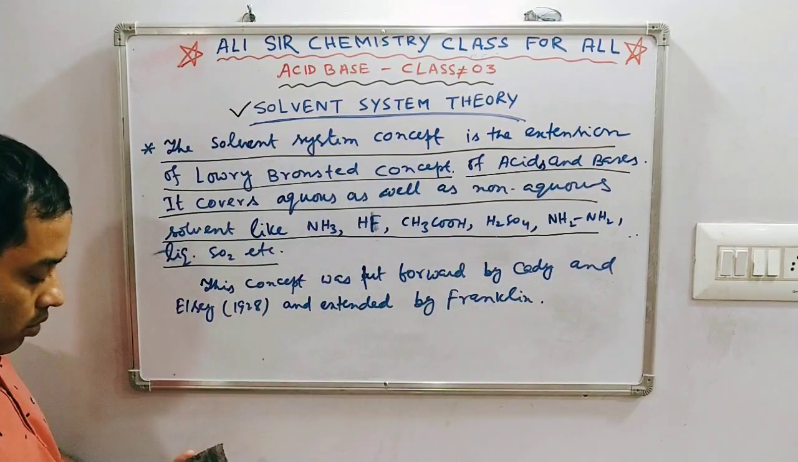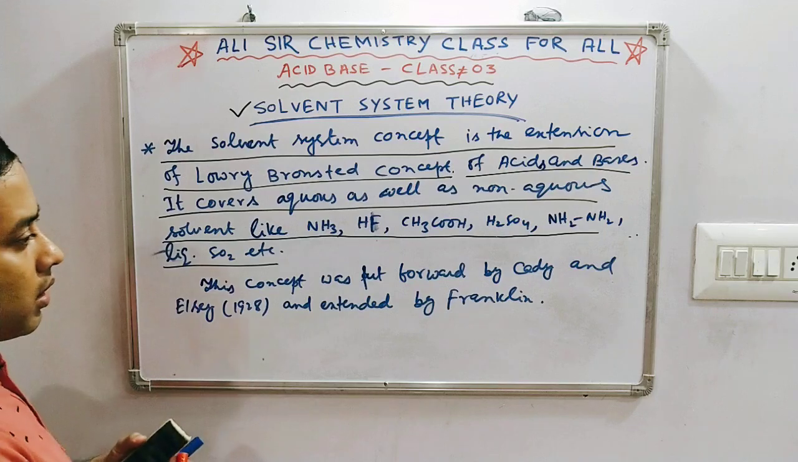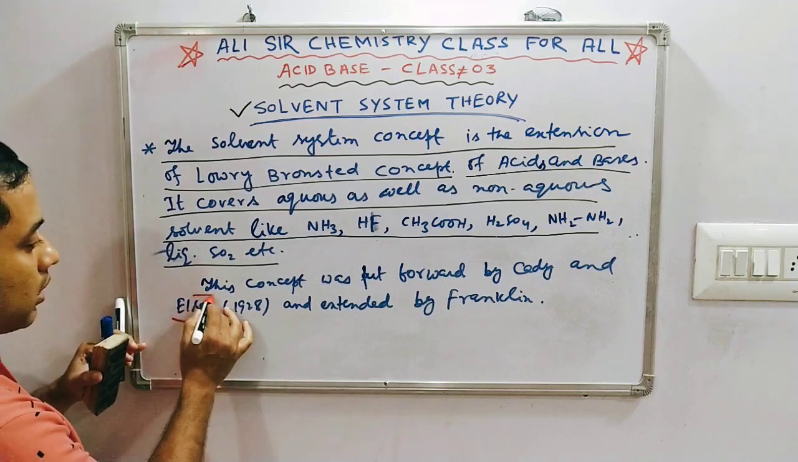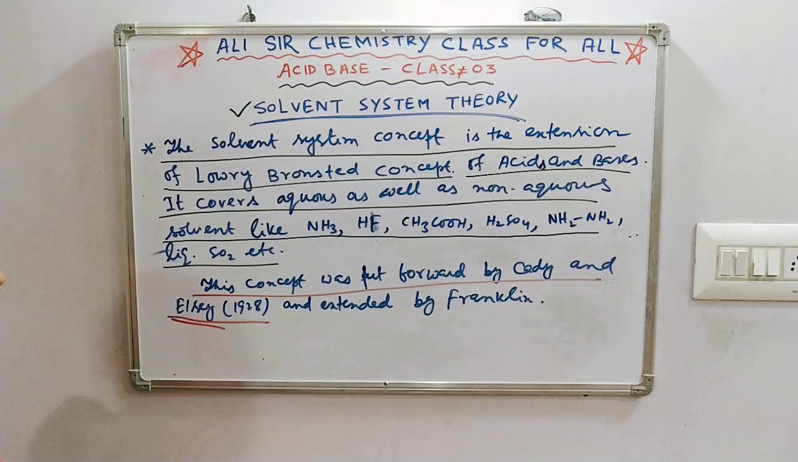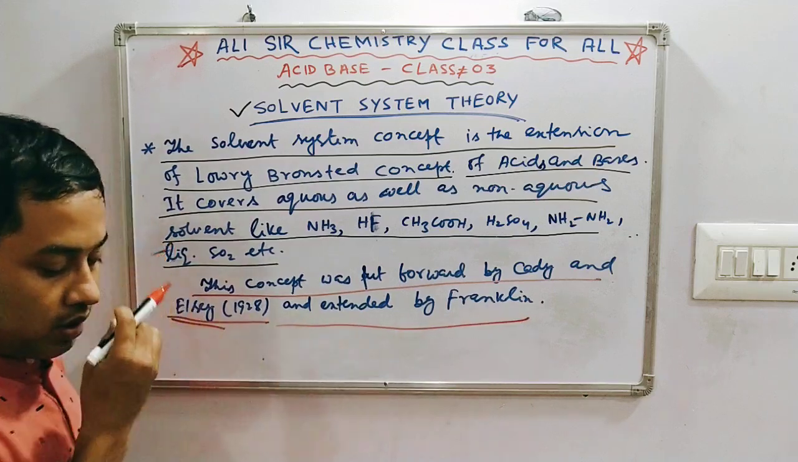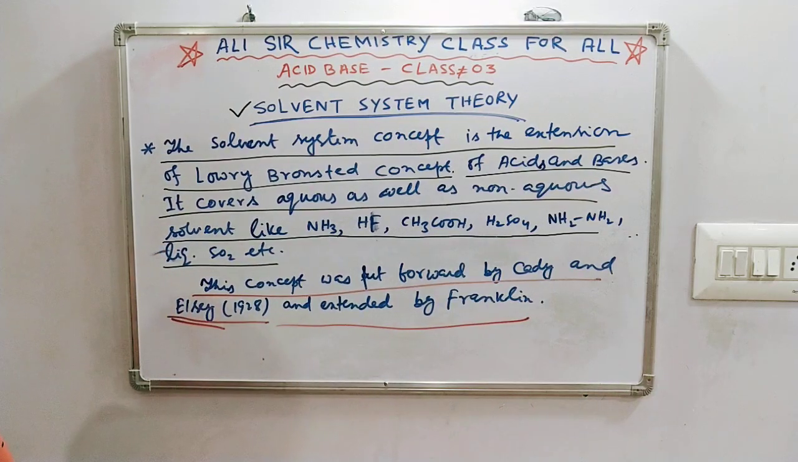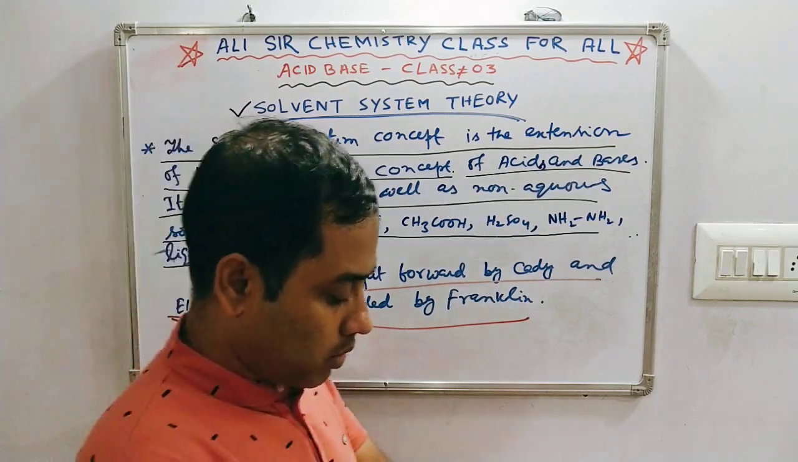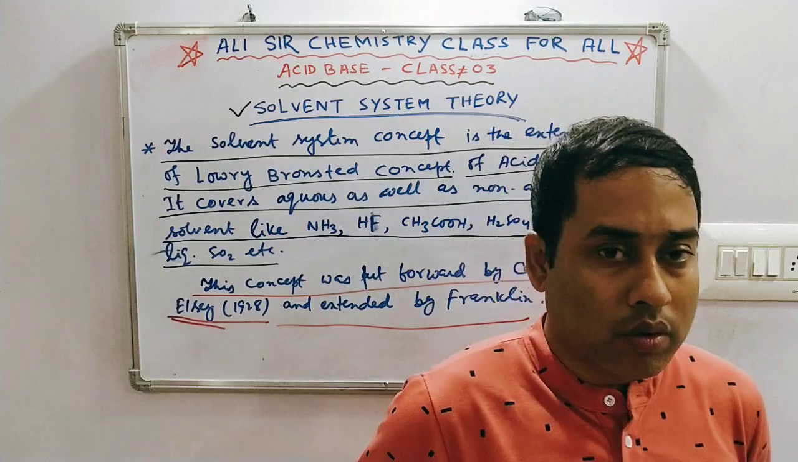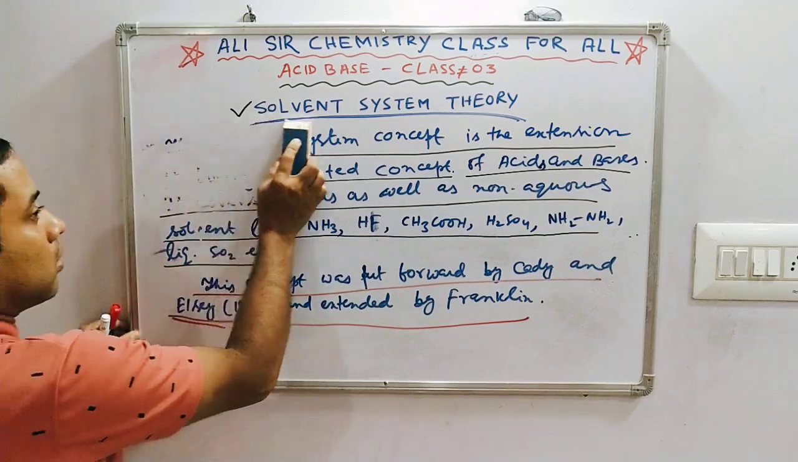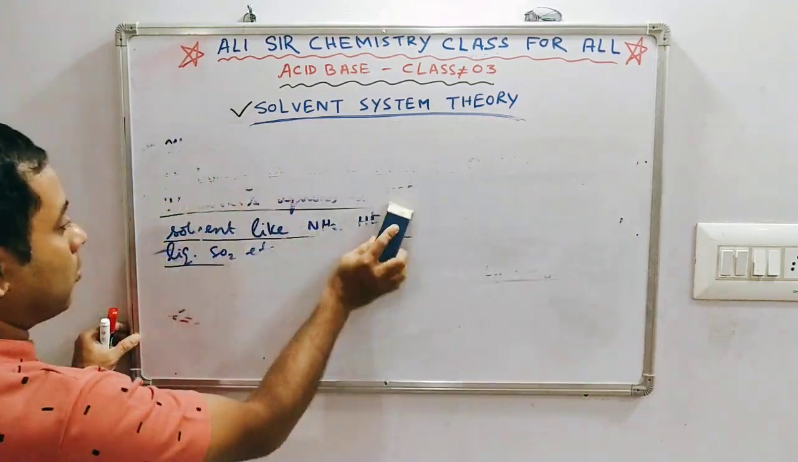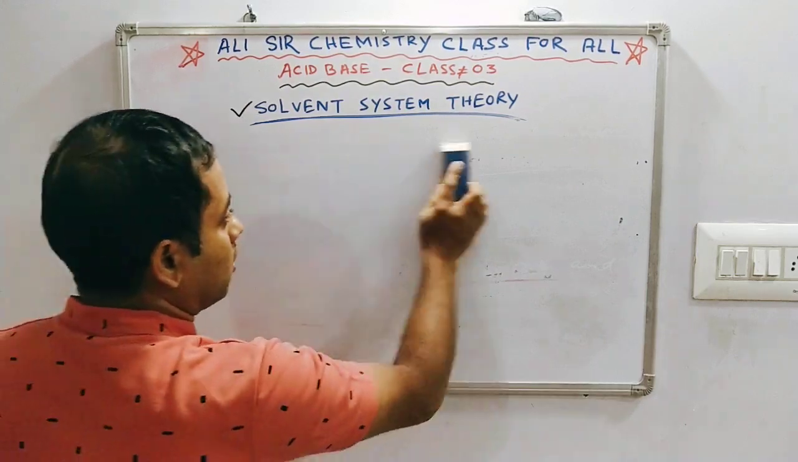This concept was put forward by Cady and Elsey in 1928 and extended by Franklin. So this is the introductory part of solvent system theory. Now we move to the theory. So what is the solvent system theory? To know this solvent system theory, first of all we have to know the auto-ionization of solvent. What do you mean by auto-ionization of solvents? So first we have to learn what is auto-ionization of solvent.